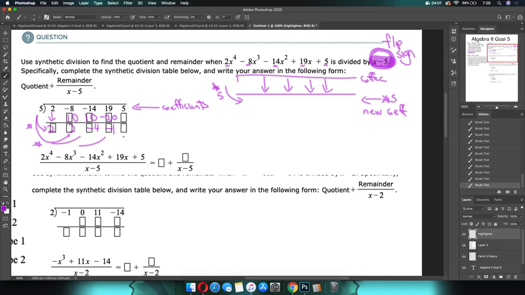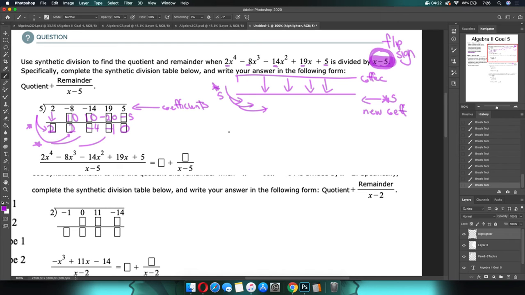5 times -1 is -5, and 0. That's all you're doing. The pattern is very soothing and very repetitive. You're always pushing down, and then you're always multiplying. That's what's going to be happening every single time.